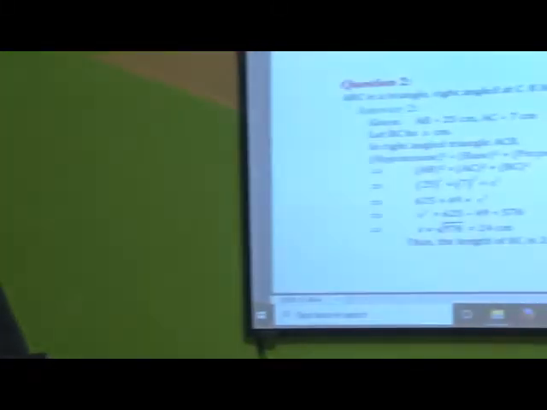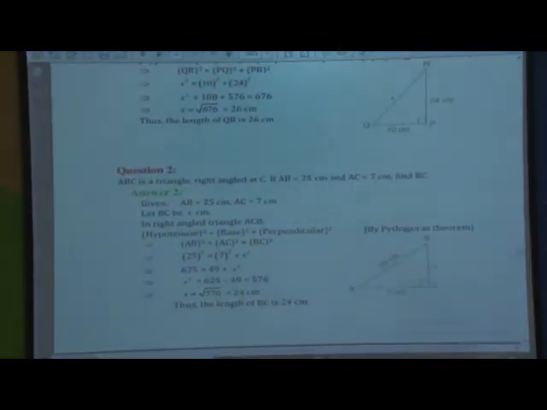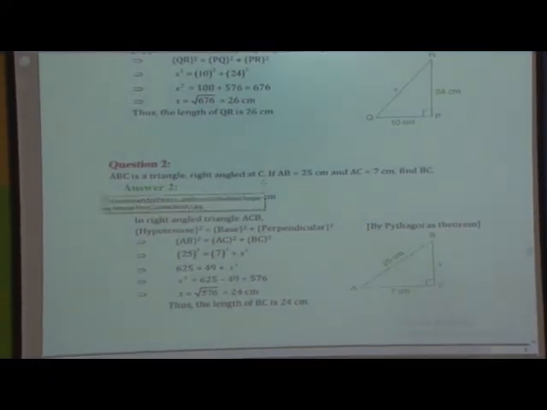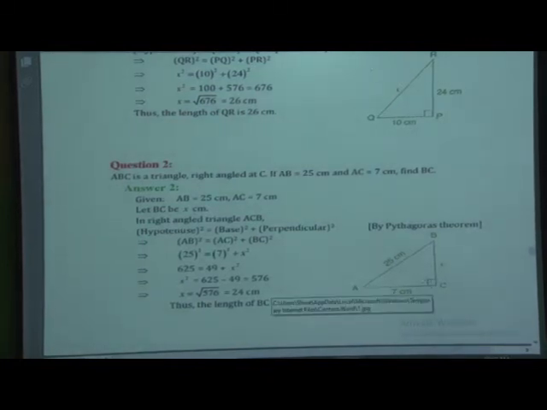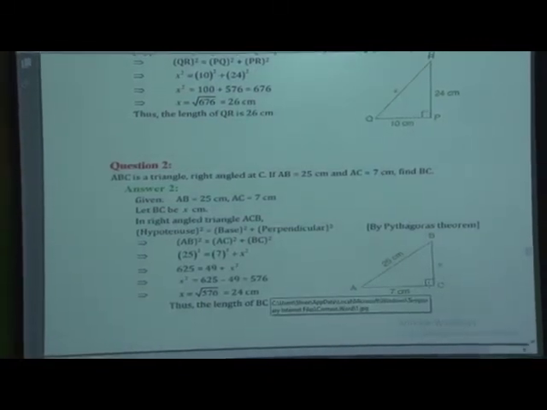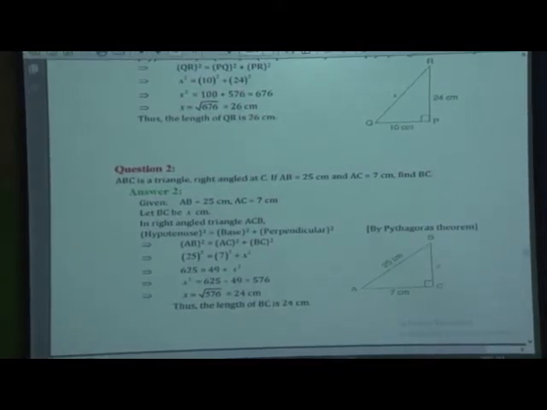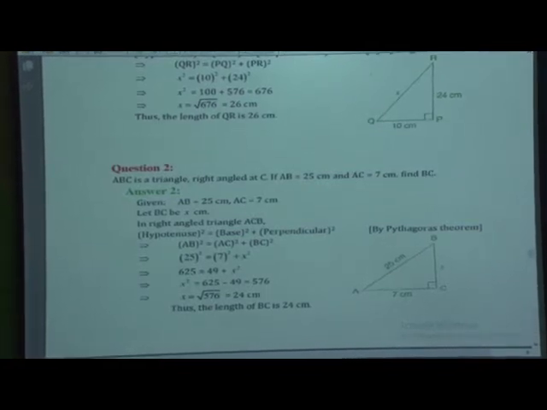So we have a triangle here, ABC is the triangle. We can see here a triangle ABC, right angle at C. In the question it is given that it is a right angle at C, meaning it is a 90-degree angle at C. If AB is equal to 25 centimeter and AC is equal to 7 centimeter, find the BC.